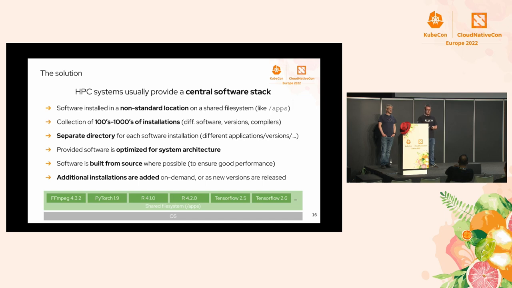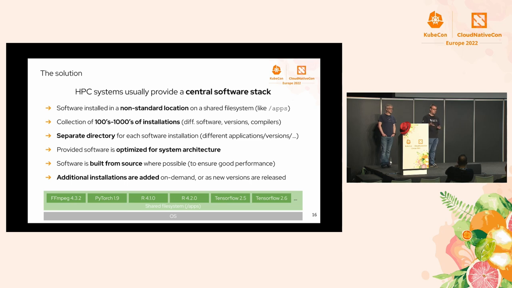What's also important is usually when we install software, we optimize it for the CPUs that we have in our supercomputer. So we don't do just a yum install TensorFlow, let's say, because we know we'll get a binary that's a lot slower than it could be if it was properly compiled from source. So that's what we try to do. We build it from source, and we try to ensure to get good performance by using the CPU features that are available on the system.